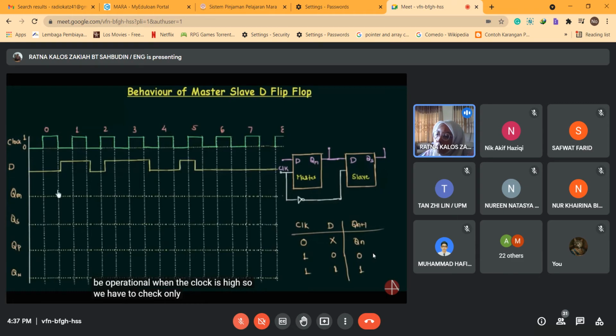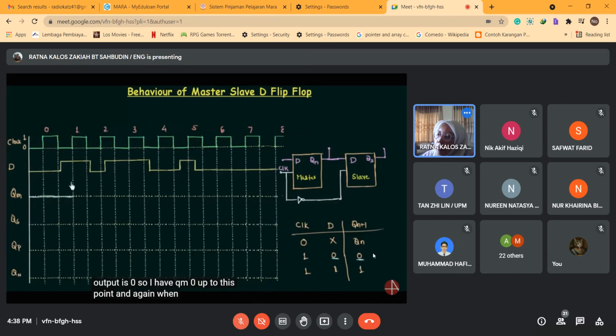So we have to check only for the pulses when the clock is high, or you can say the time interval when the clock is high. So let's start plotting our QM. QM is 0 for this high pulse because D is 0. You can see from here, if D is 0, the output is 0. So I have QM 0 up to this point.